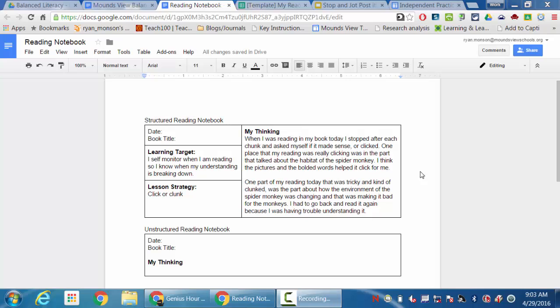The second one is more of an unstructured reading notebook where the students are just reading independently and then taking time to put down their thinking in their reading notebook. Now, in any reading notebook, you can go back and forth between these two types of structures.